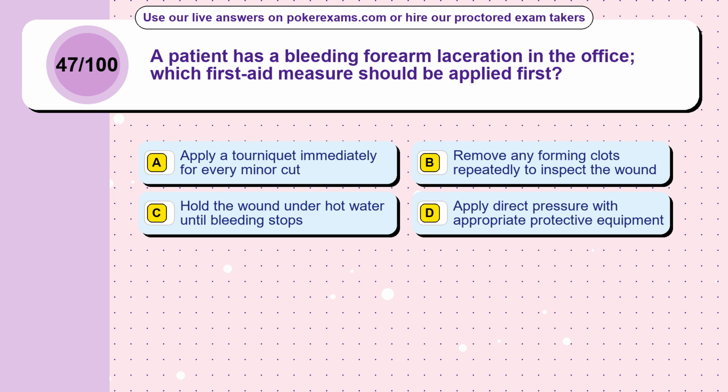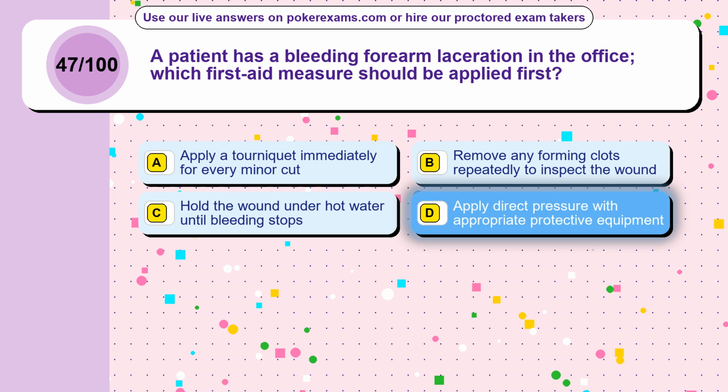Question 47. A patient has a bleeding forearm laceration in the office. Which first aid measure should be applied first? Option A. Apply a tourniquet immediately for every minor cut. Option B. Remove any forming clots repeatedly to inspect the wound. Option C. Hold the wound under hot water until bleeding stops. Option D. Apply direct pressure with appropriate protective equipment.